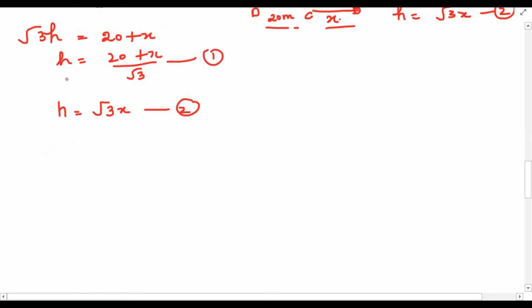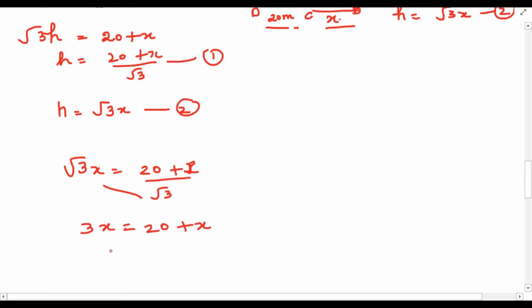So I am going to substitute the value of h in the first equation. Root 3 x equal to 20 plus x divided by root 3. So root 3 cross multiply. Root 3 into root 3 is 3x equal to 20 plus x, or 3x minus x equal to 20. 2x equal to 20. So x will be equal to 20 by 2, so 10 meter. You can say that the width of the canal is 10 meter.